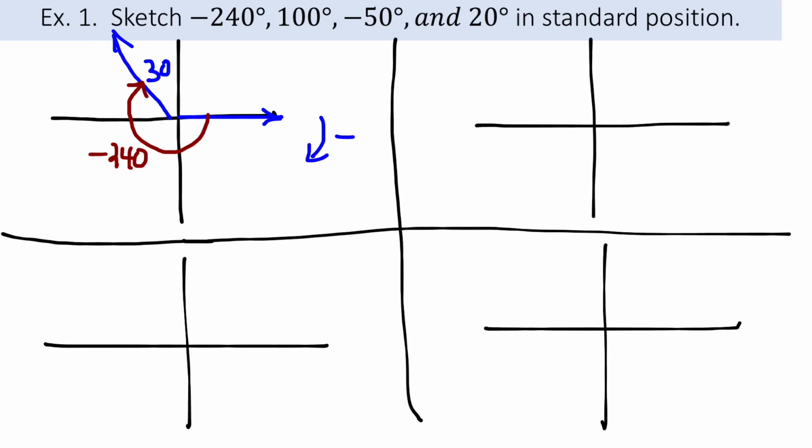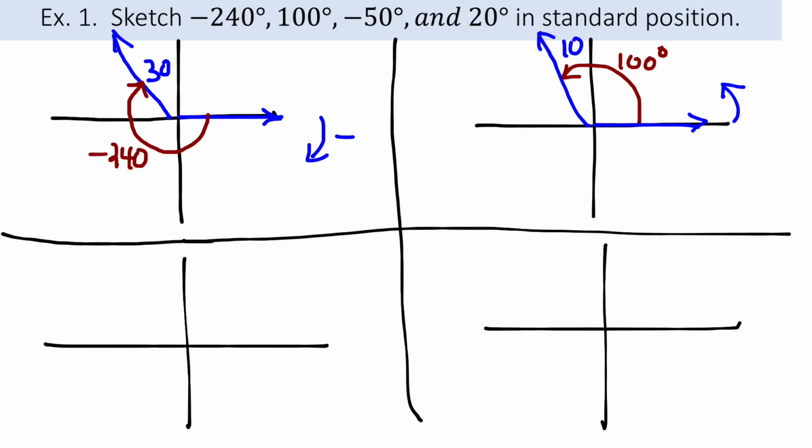The next one is 100 degrees in the positive direction. So I'm going to go 10 degrees past the vertical, and my arc will go 90 plus 10, so that's 100 degrees. So this is my initial side and my terminal side.